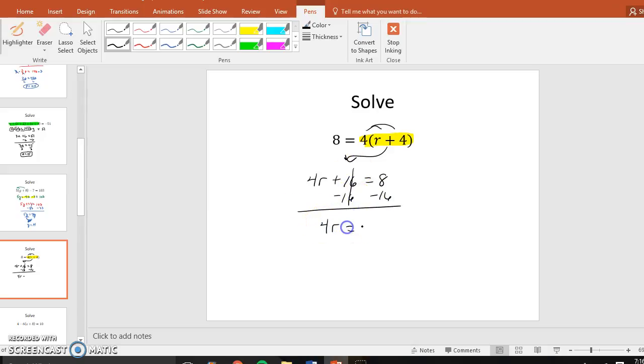4r is equal to 8 minus 16, which is negative 8. Then I divide by 4, and r is equal to negative 2. Okay.